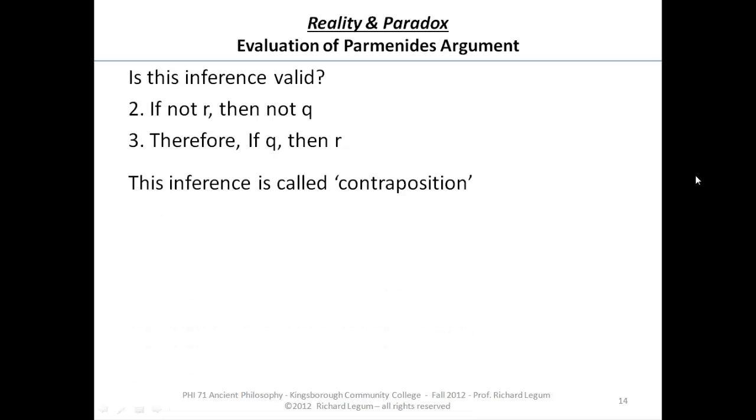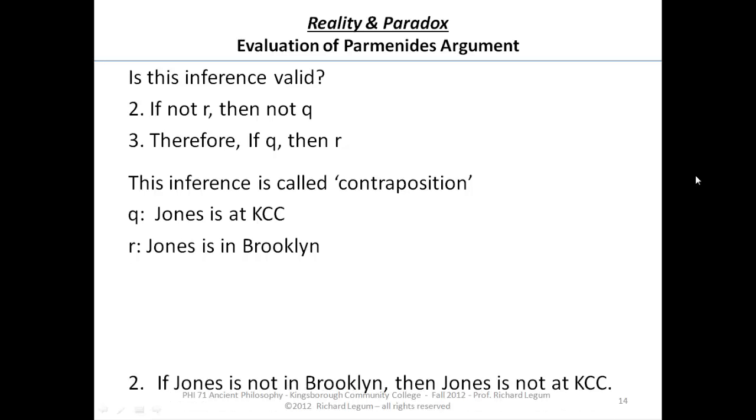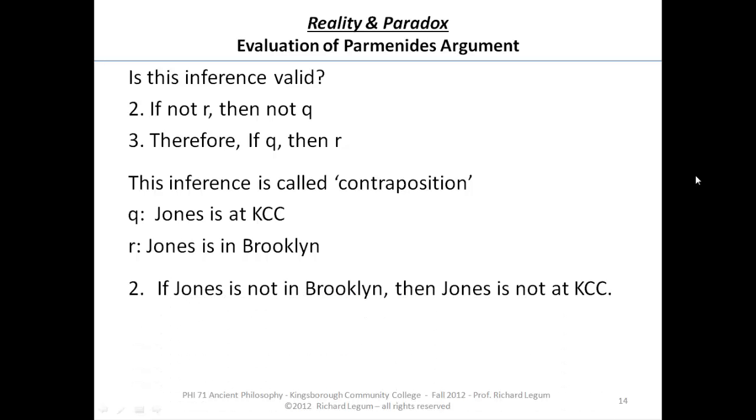Now let's consider a particular example of a Q and an R. We'll make Q, Jones is at Kingsborough, and that means he's on the campus. And R, Jones is in Brooklyn. So notice what 2 will tell us is if Jones is not in Brooklyn, then Jones is not at Kingsborough, right? Which happens to be true, right? Because Kingsborough is in Brooklyn.